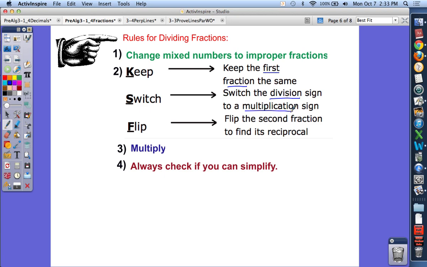And you flip the second fraction to find its reciprocal. All a reciprocal is the flip, okay? So if I have 1/3, the reciprocal would be 3/1. All you do is flip it over. These are reciprocals to each other. And then you multiply straight across, just like you did with the multiplying problems, and then you simplify. Remember, you could switch those steps. You could simplify and then multiply too.